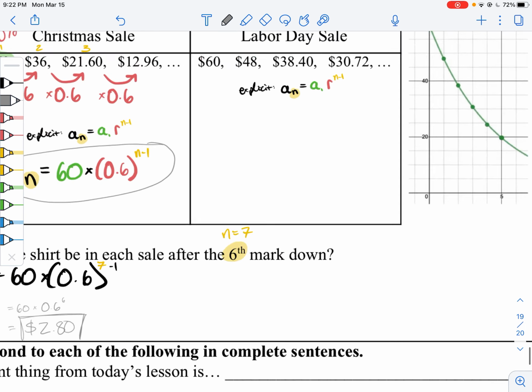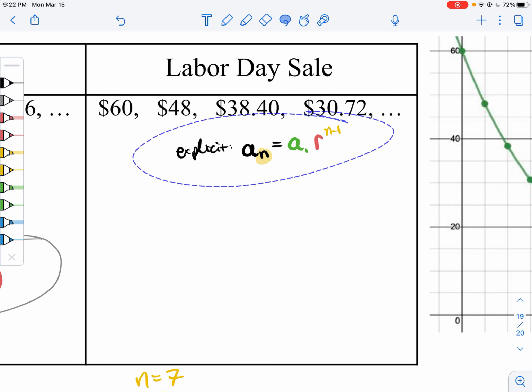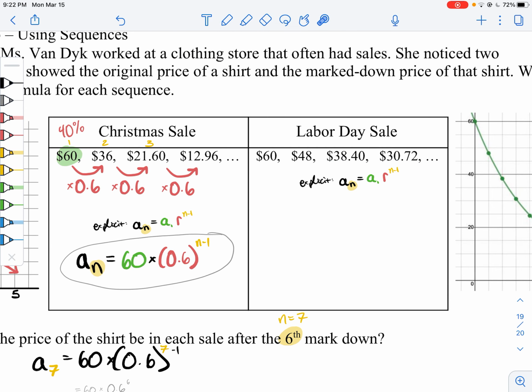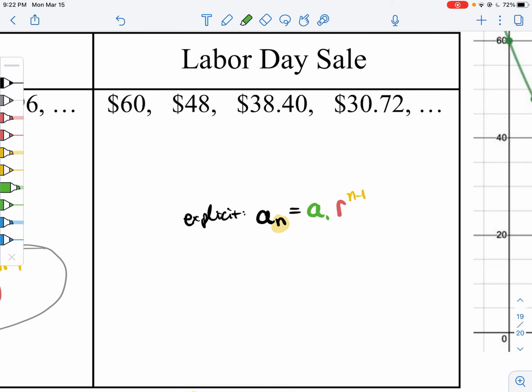Anyway, what about this guy? How can we write an explicit formula for the Labor Day sale? It's not nearly as good as the Christmas sale. As you can see, it only hops down to 48 instead of 36, but that's not going to stop us. We can still find our initial value. Easy peasy lemon squeezy. Ta-da. This is the first one. First things first, get that out of the way.